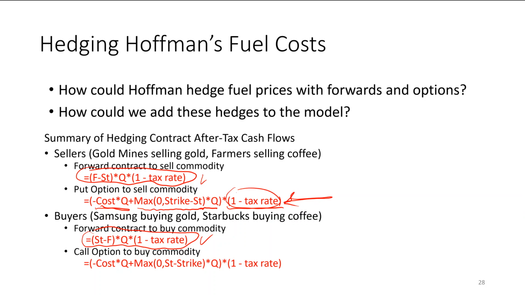However, if Todd entered into a call option to purchase diesel fuel at some strike price, the only difference in the formula is the order of ST and strike. For the call option, it's the max of 0 and ST minus the strike. For the put, it is the max of 0 and strike minus ST. So this is how you can model the hedging of an input cost.